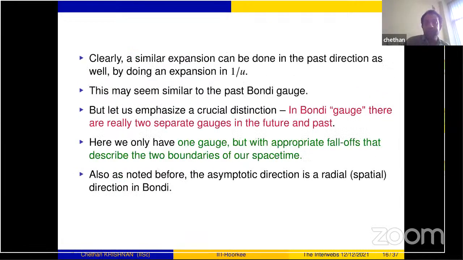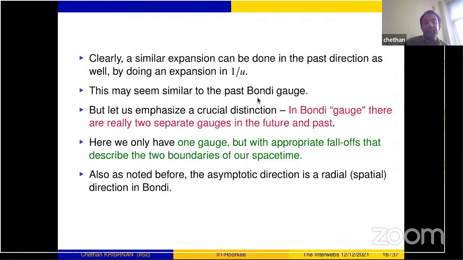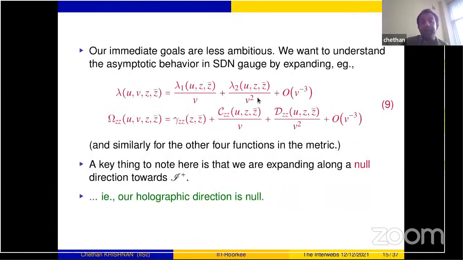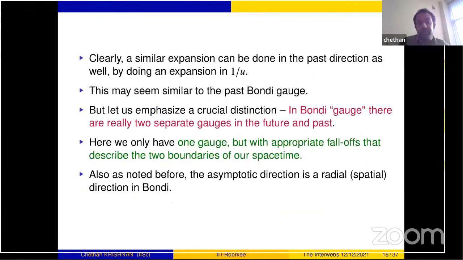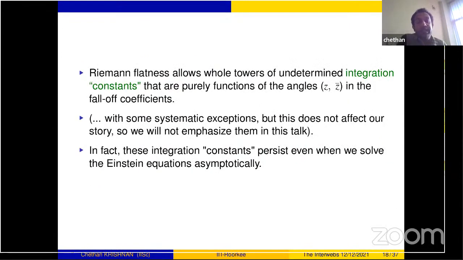So what I mean to say is that these coefficients here still allow the possibility of arbitrary, not all of them, but 3 towers of them, basically. 3 towers of them allow integration constants that, I call them constants, but they are functions of the angle Z and Z bar. So that's what Riemann flatness fixes for you. There are some systematic exceptions, as I said, but this does not affect our story, so we will not emphasize them in this talk. And in fact, these integration constants persist even when we solve the Einstein equations asymptotically.